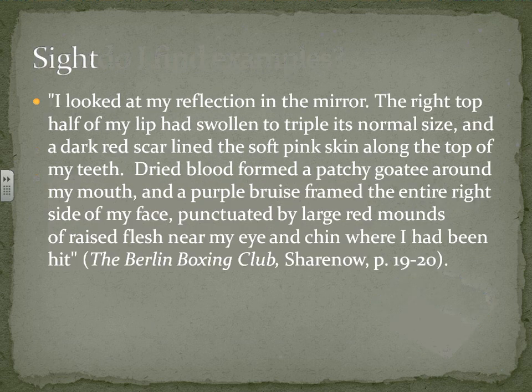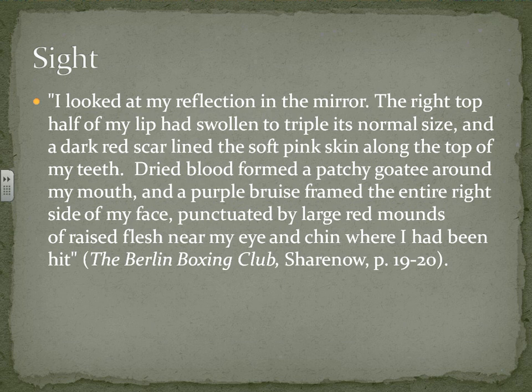Here's an example from the Berlin Boxing Club that has to do with sight. I looked at my reflection in the mirror. The right top half of my lip had swollen to triple its normal size, and a dark red scar lined the soft pink skin along the top of my teeth. Dried blood formed a patchy goatee around my mouth, and a purple bruise framed the entire right side of my face, punctuated by large red mounds of raised flesh near my eye and chin where I had been hit.